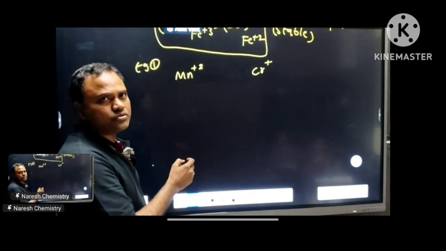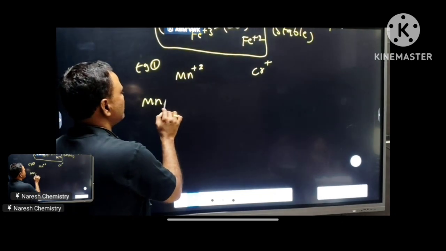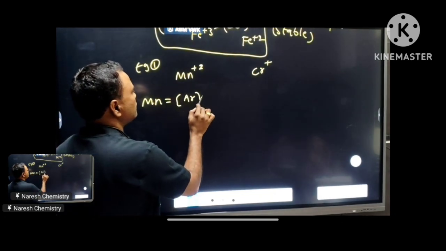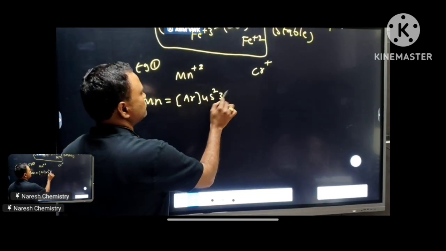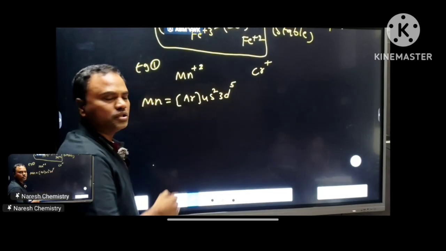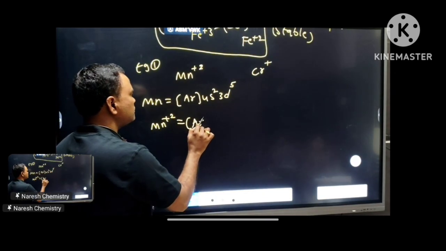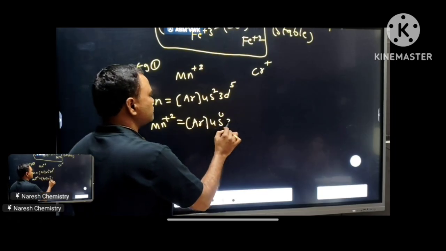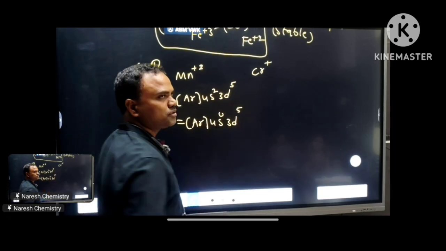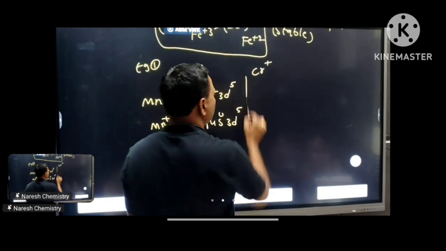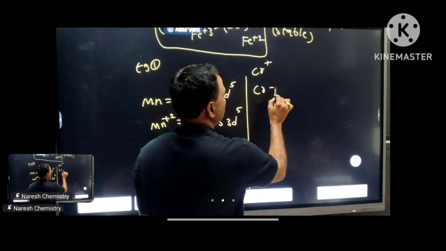See, the Mn plus 2 configuration. First of all, write the manganese configuration. Manganese configuration is argon 4s2 3d5. So remove two electrons from the s orbital: argon 4s0 3d5, d5 configuration. Chromium: first of all, write the chromium configuration.